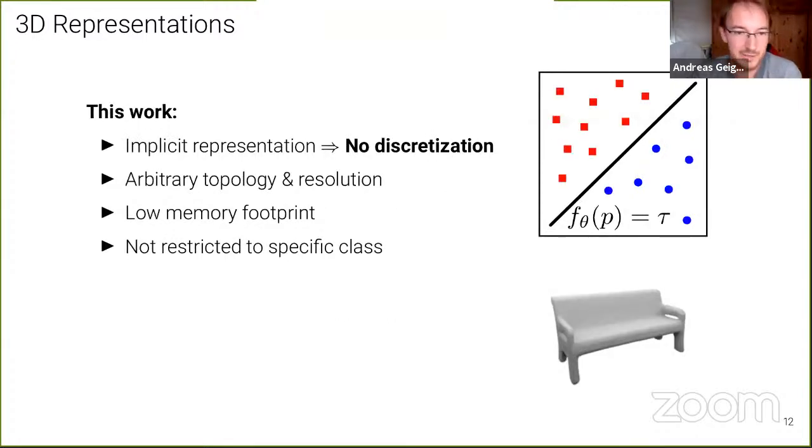In our CVPR 2019 paper, we thought, well, why do we actually need to use an explicit representation? Can't we just represent the surface implicitly, which doesn't require any discretization, in contrast to the previous output representations? It allows for modeling arbitrary topology and resolution, and has a comparably low memory footprint. It's also not restricted to any specific class or category, as these template-based mesh approaches.